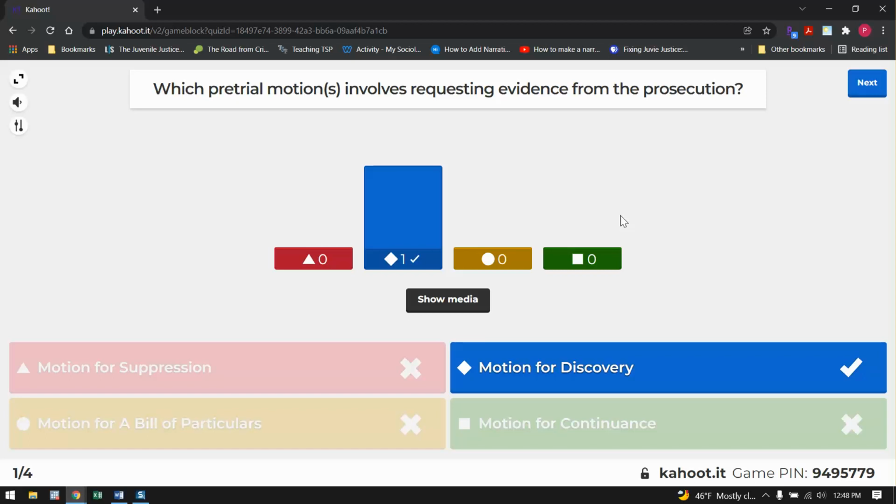And so, as I said in lecture, and as I'm saying right now in this recap, make sure you understand what these motions are. It's really easy for me to create questions from these, and I can guarantee you there will be a question on your unit quiz surrounding differentiating pretrial motions from one another.